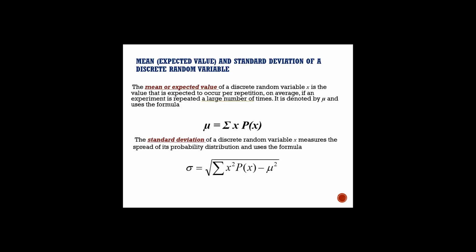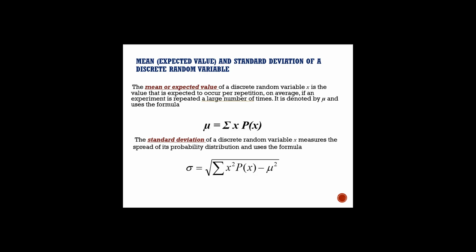So let's go further. We need to know how to calculate the mean. We also call the mean, of course, the expected value. And we need to calculate the standard deviation of discrete random variables. Now, the mean is calculated as the sum of x times the probability of x. And the standard deviation has a rather complicated formula that takes the square root of the sum of x squared times the probability of x minus the mean squared. So to get the standard deviation, you're first going to have to calculate the mean, then you're going to have to plug it into this formula, and then you'll take the square root.